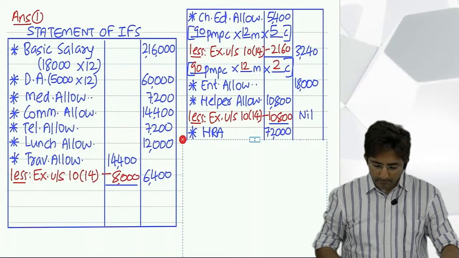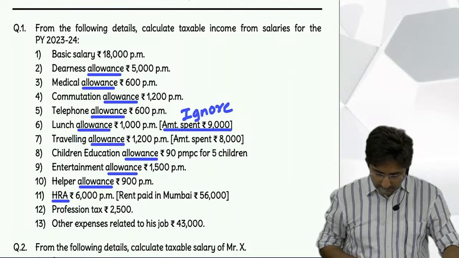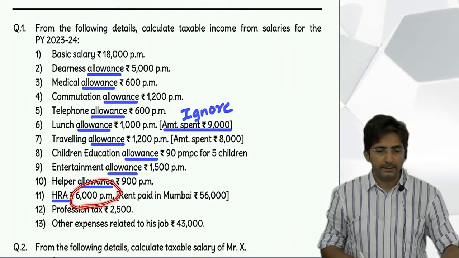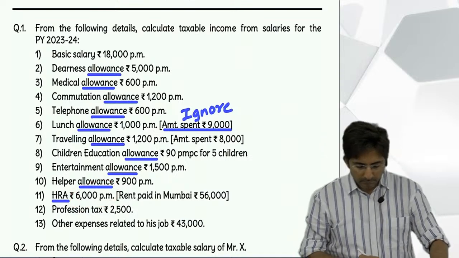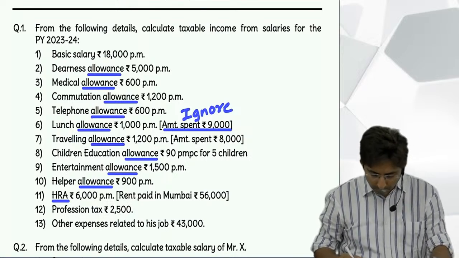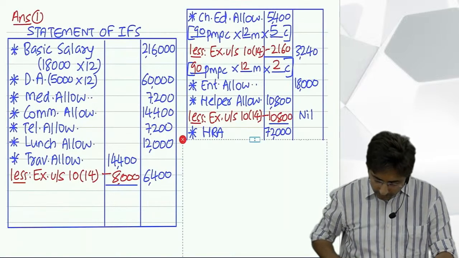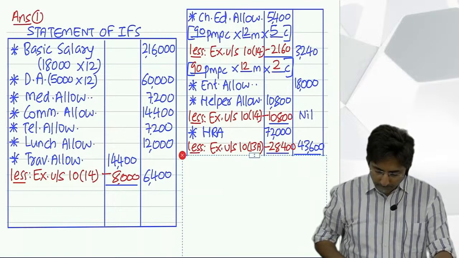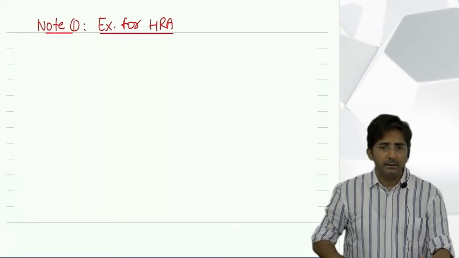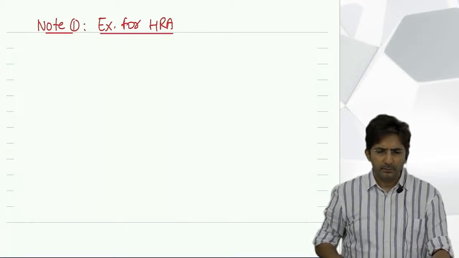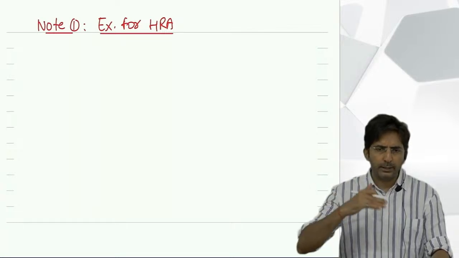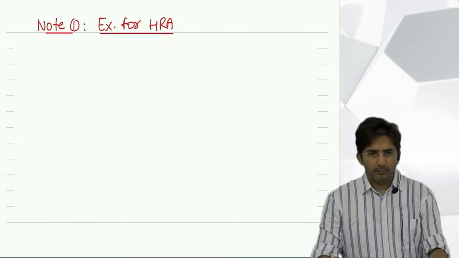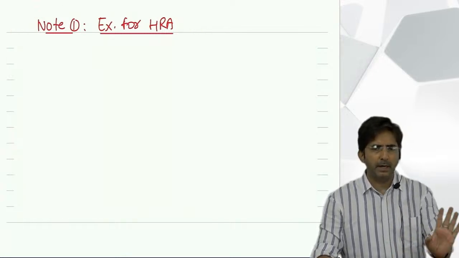HRA. Wait, what was the amount? 6,000 per month. So multiply by 12. You show the multiplication in the bracket. 6,000 multiplied by 12 comes to 72,000. And then see what I have written: less exempt under section 10(13A). Then leave some lines, around 6-7 lines, and come to the working note. Leave around 6-7 lines to finish the remaining part of the question.